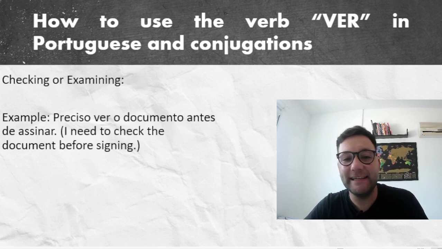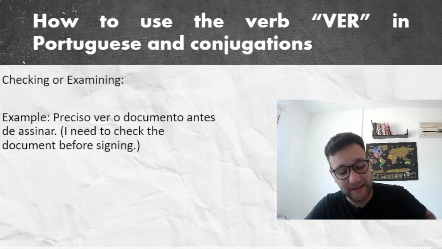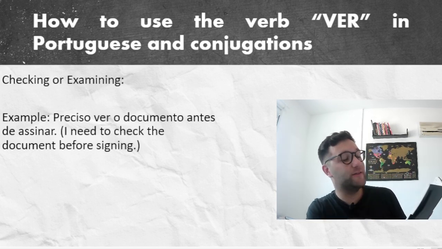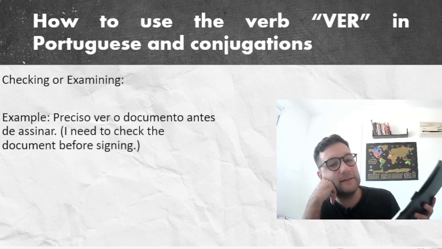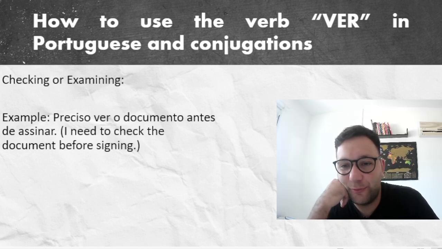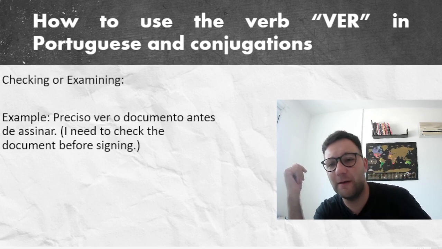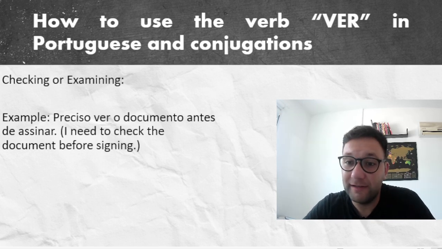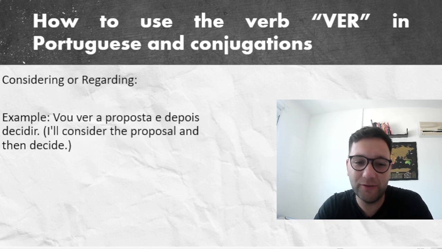Next one, checking or examining. Here it's similar to understanding. For example, preciso ver o documento antes de assinar. When we say this, it's not to see, but to check. I need to check the document before signing. So, we always use the verb ver to check or examine things. For example, preciso ver a sua prova. I need to check your exam, your test. We use it a lot. I know it sounds weird, but we use it.